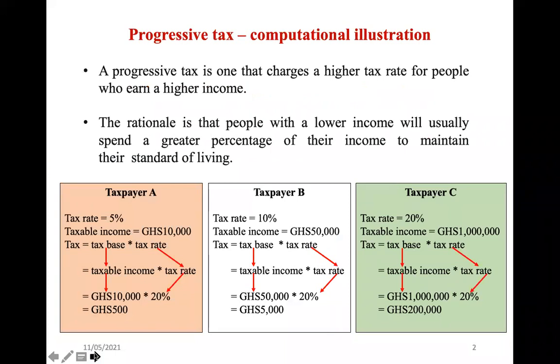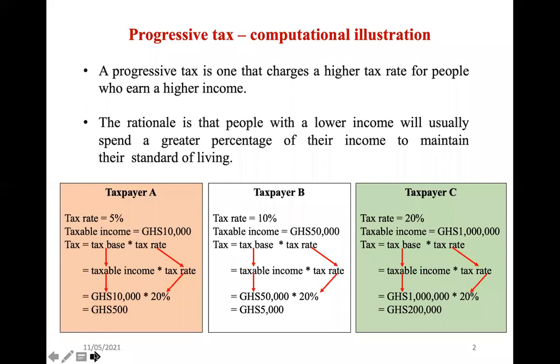So let's have a look at a computational illustration of what the progressive tax is. When we say the progressive tax, we had indicated that it is one that charges a higher rate for people who earn a higher income. So all things equal, the higher your income, the higher the taxes you are required to pay. That is the concept behind the progressive tax.